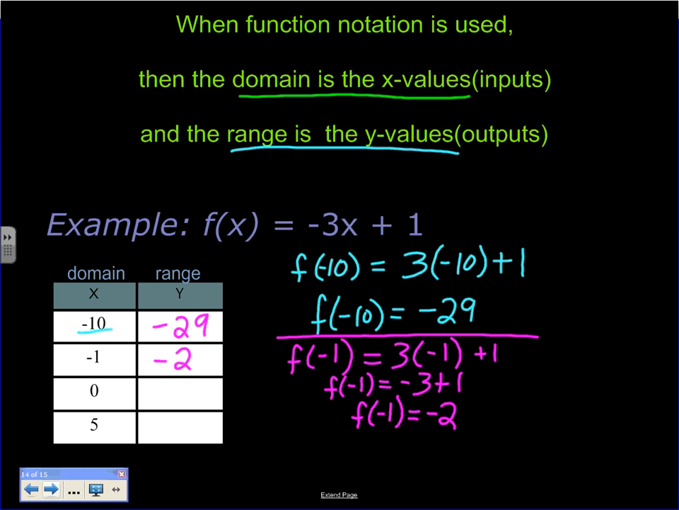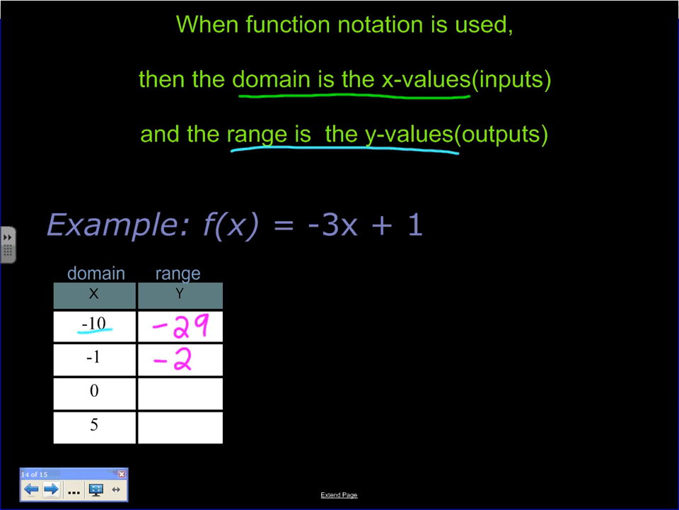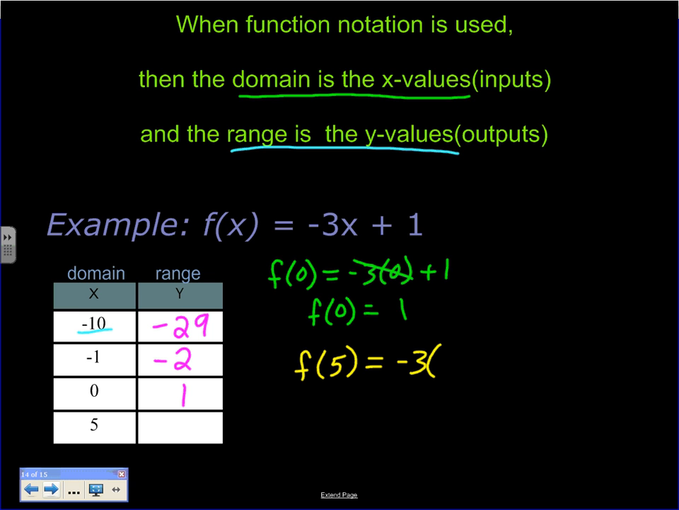Now what about f of 0 and f of 5? You work those out the same way. F of 0 is equal to negative 3 times 0 plus 1. We know negative 3 times 0 is 0, and 0 plus 1 is 1. And for the last one, f of 5 is equal to negative 3 times 5 plus 1. F of 5 is equal to negative 15 plus 1, and f of 5 is equal to negative 14.